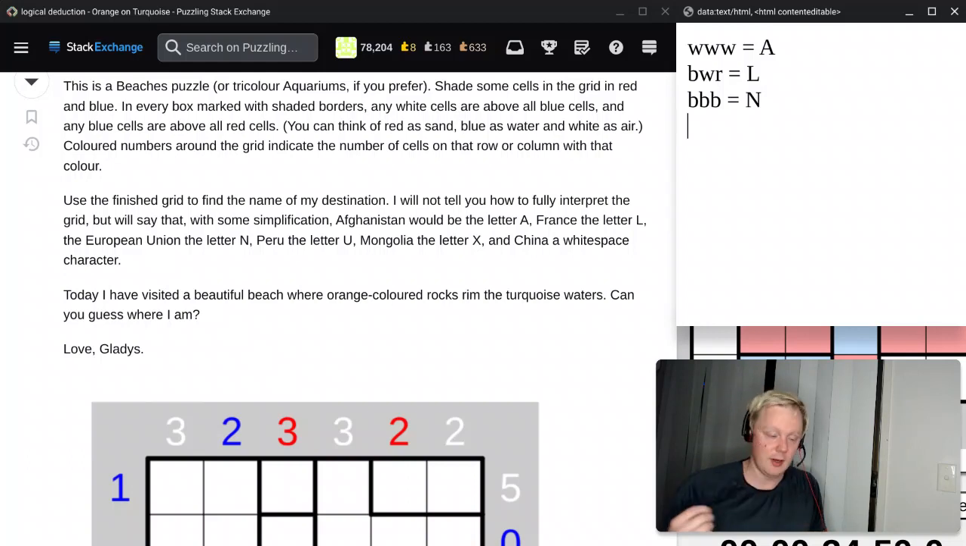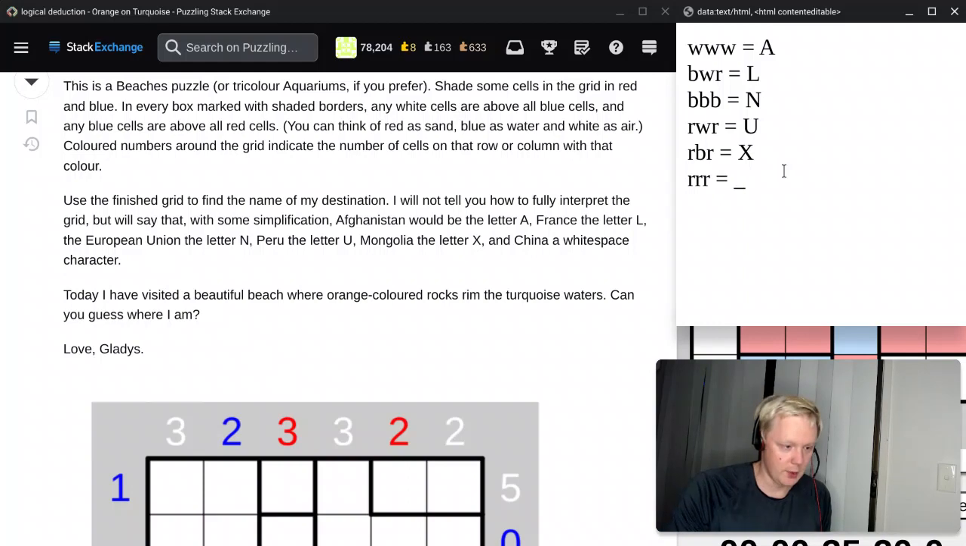Then we have Peru. Now Peru's flag is red and then white and then red again. So that's our letter U here. And then Mongolia's flag is red and then blue and then red. So a triplet of red, blue, red. And then we have China, which is red, red, red, and that is white space. Let's just put an underscore there.